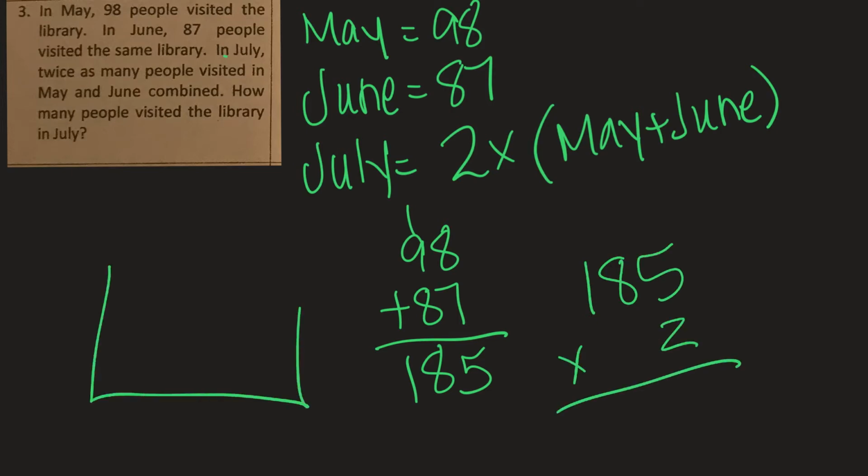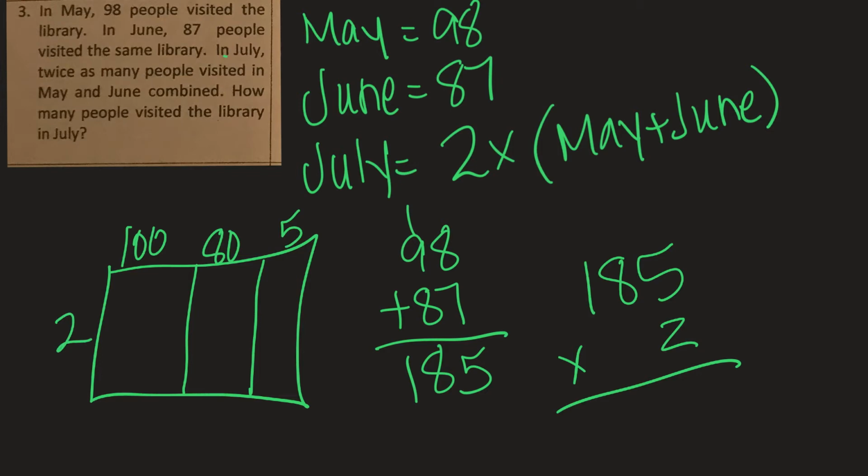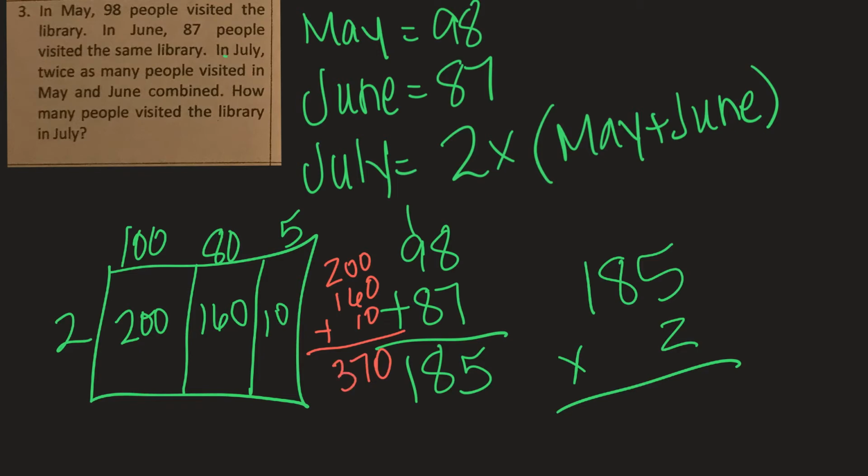So I'm going to do 100 plus 80 plus 5 times 2. 100 times 2 is 200. 80 times 2 is 160. And 5 times 2 is 10. So I'm going to add that up. 200 plus 160 plus 10. So that means 370 people visited the library in July.